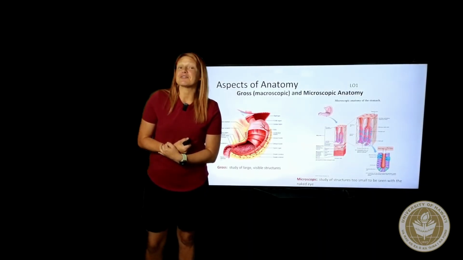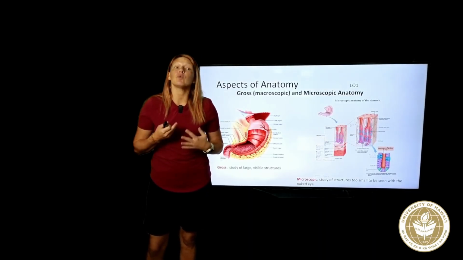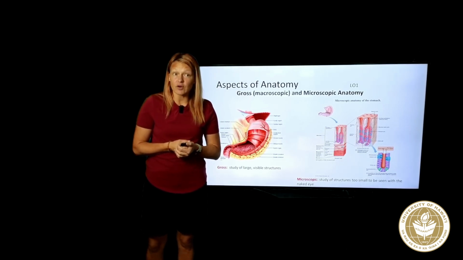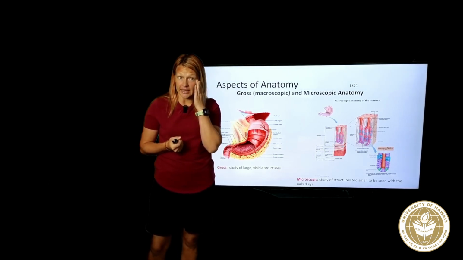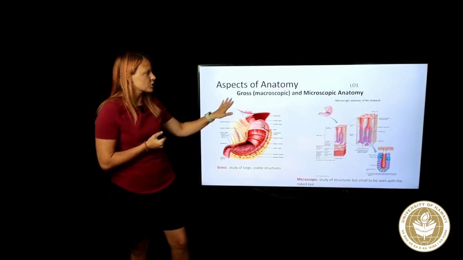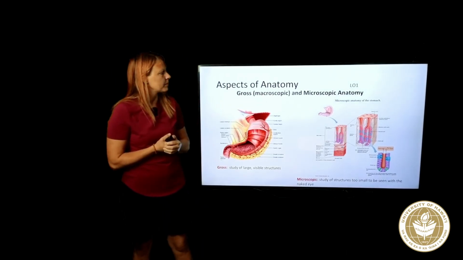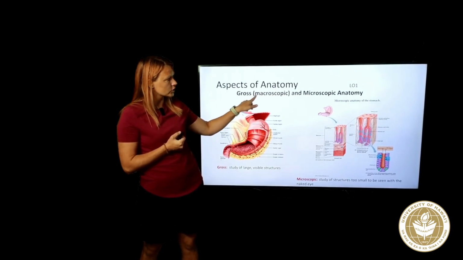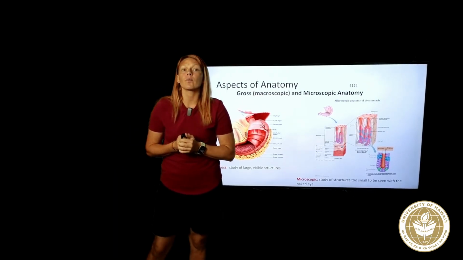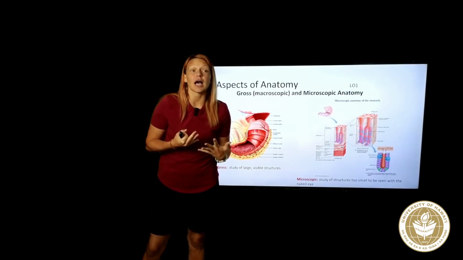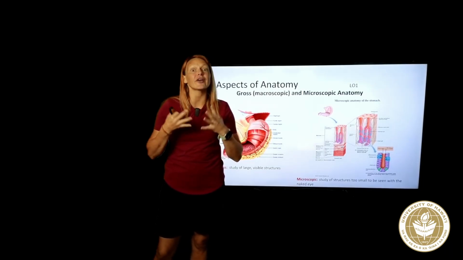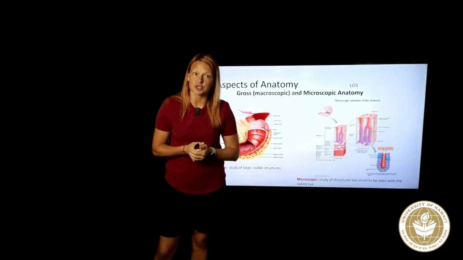As I mentioned, there are different types of anatomy, and we can investigate anatomy with what we see with our unaided eye, and that is what we term gross or macroscopic anatomy. So macro meaning large, right? Gross or macroscopic anatomy is the study of very large visible structures.